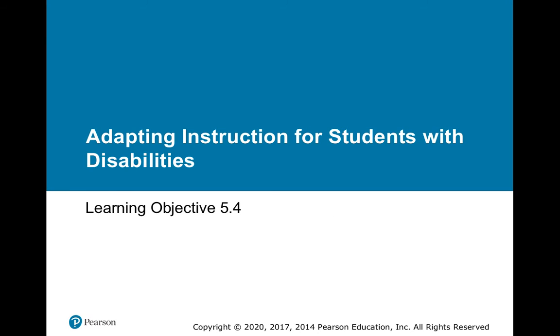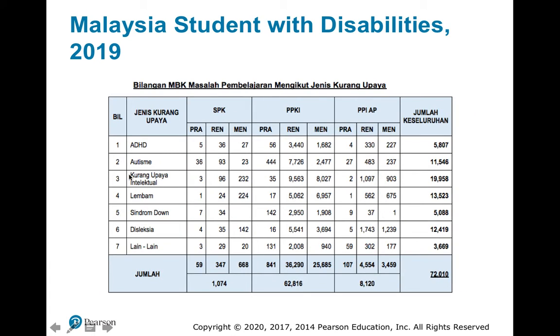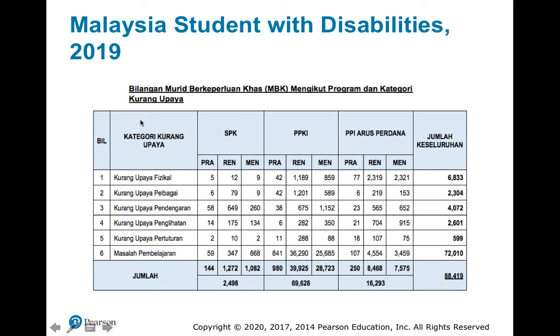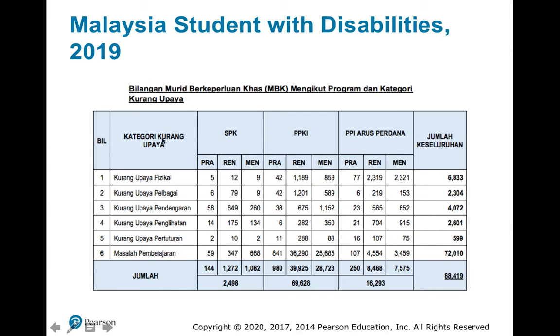So now, adapting instruction for students with disability. Okay, so ini data daripada Statistik Malaysia. Okay, Jabatan Perangkaan Malaysia. Berapakah bilangan pelajar yang kurang upaya ataupun kita panggil sebagai murid berkeperluan khas yang mengikuti program dan kategori kurang upaya. So kita ada 88,006 jenis kategori kurang upaya. Dan kita ada 72,000 daripada 7 jenis kurang upaya. So kategori ni berbeza dengan jenis. Mungkin jenis kurang upaya ni dia termasuk dalam beberapa kategori kurang upaya.